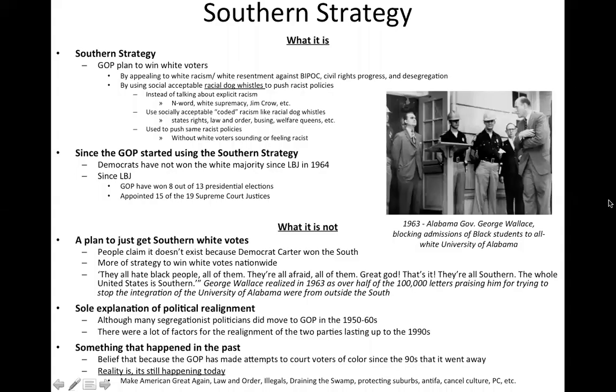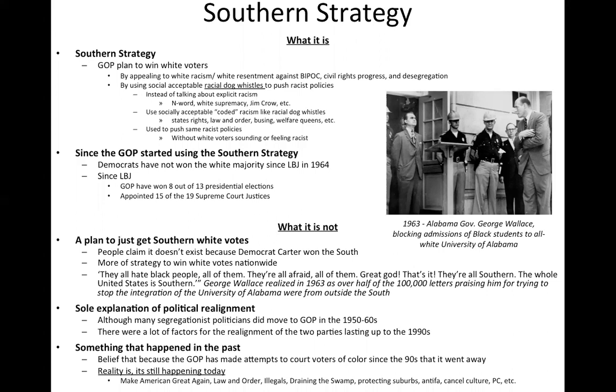All right, so the next thing I want to talk about is the Southern Strategy, and I want to talk about what it is and also what it is not, and that's probably even more important because a lot of people who claim it doesn't exist, or claim that it's something that happened a long time ago and not something that still happens today, really don't understand what the Southern Strategy is, and that's really important to understand.